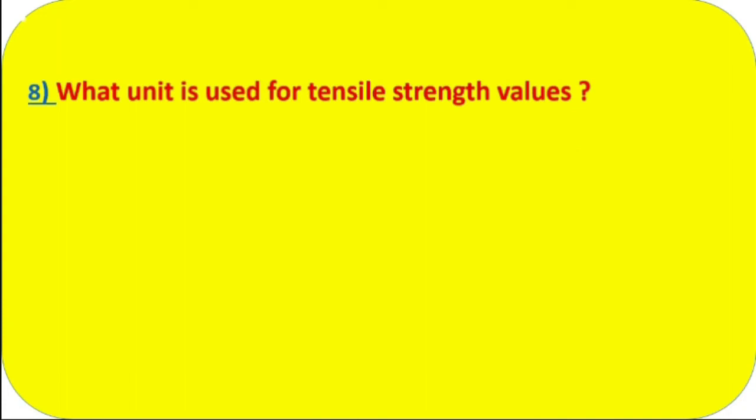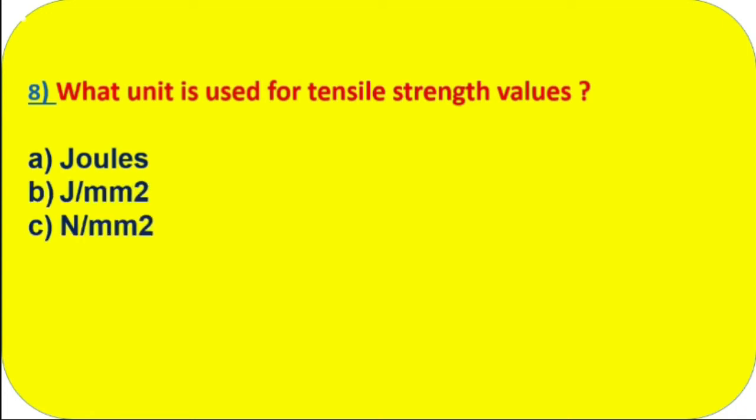Question number 8. What unit is used for tensile strength values? Joules, J per mm square, N per mm square, P per mm square. You should know this one. Joules, it is for energy. Tensile strength is not for the energy. J per mm square, no. This is joule per mm square. Joule is for energy. Again I am telling, energy.